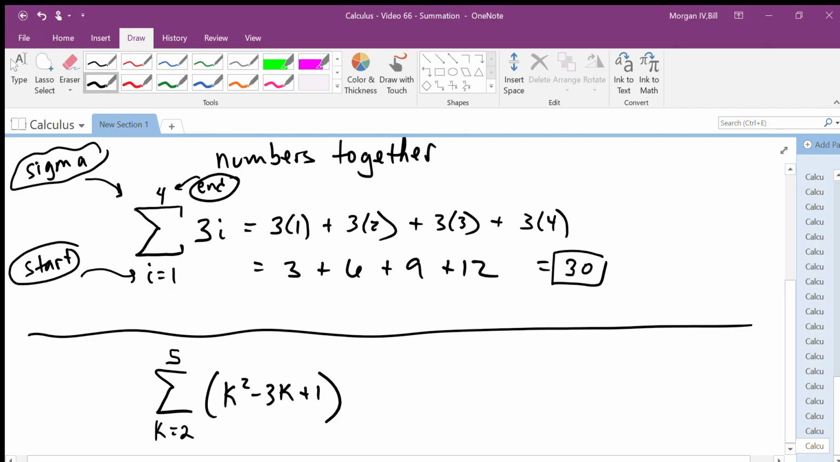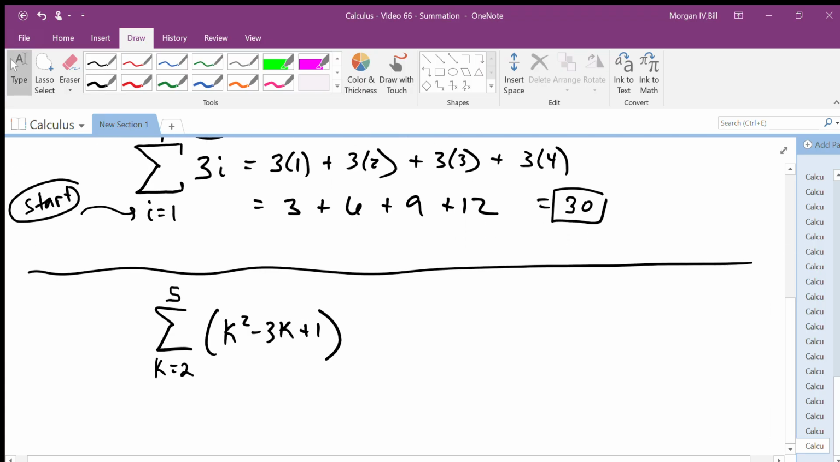So once again, we're going to start with the k value of 2. We're going to plug 2 into every k that we see in the k squared minus 3k plus 1, and then add that to plugging 3 into all the k's, plus plugging 4 into all the k's, plus plugging 5 into all the k's, and that top number tells us where we stop. So it looks something like this.